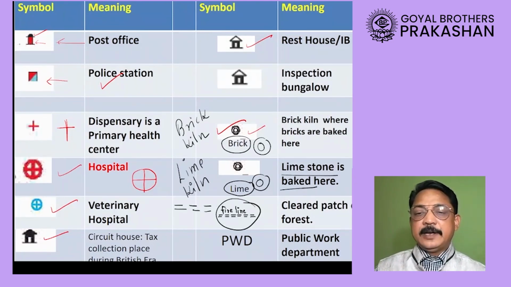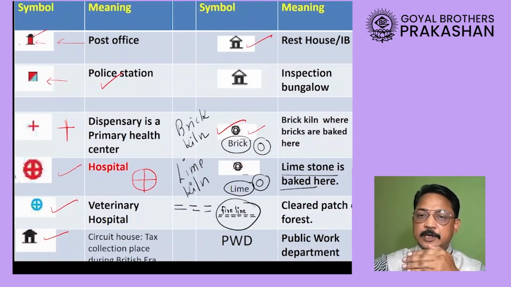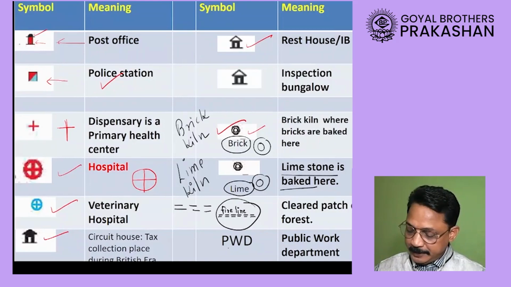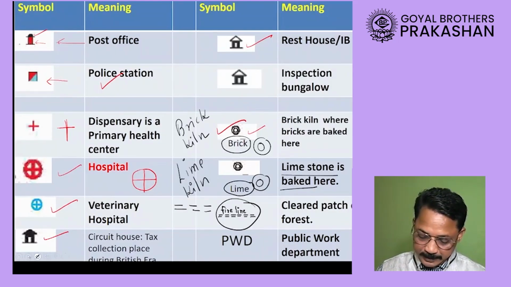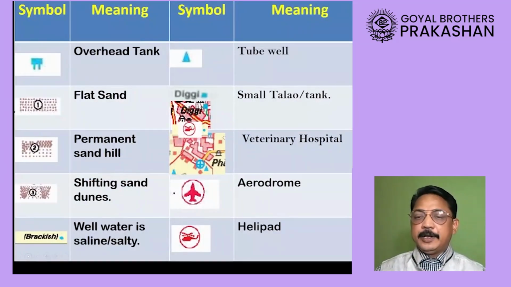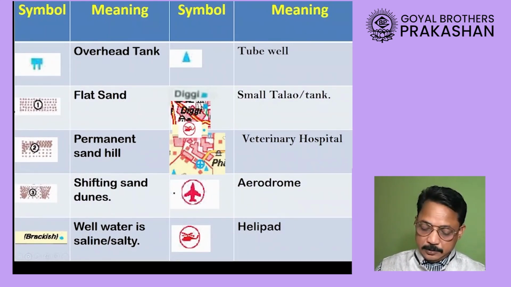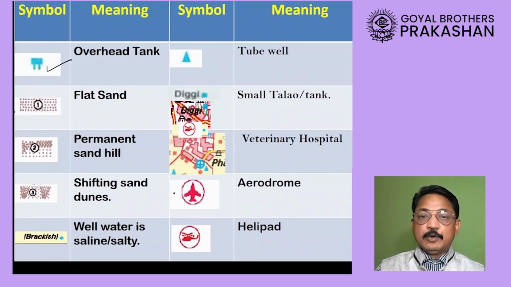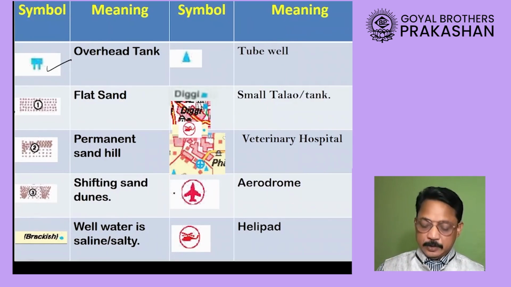You will find such a fire line in a forest, where the trees are purposely cut so that the forest fire does not spread from one area to another area. PWD stands for Public Works Department. They are involved in construction work of roads. This symbol is a symbol of an overhead tank, the actual tank that supplies water to the towns and villages.